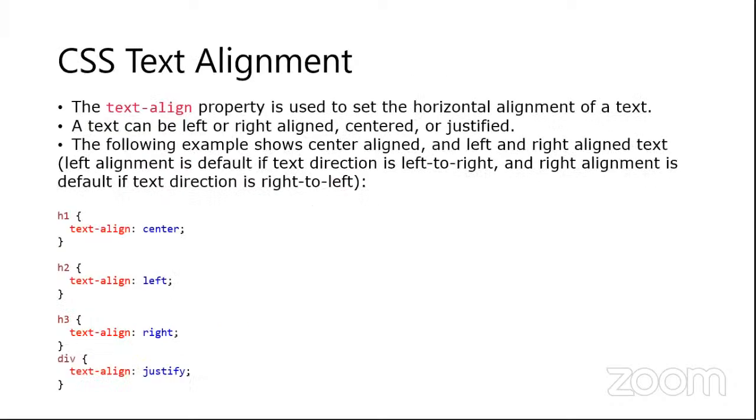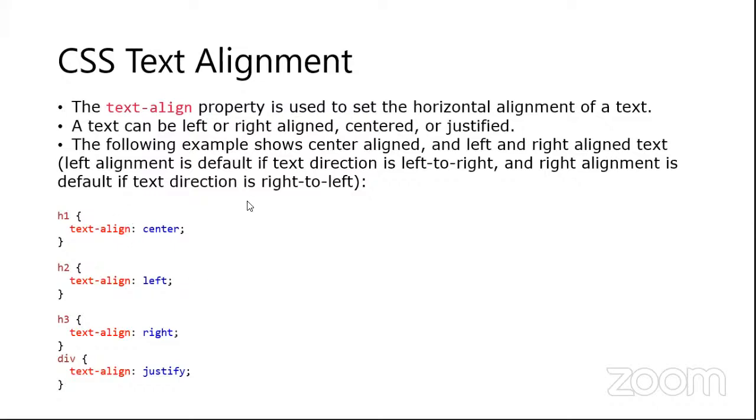CSS text alignment. So I think we have already discussed the text-align property. Just a short review. The text-align property is used to set the horizontal alignment of a text. A text can be left or right aligned, centered, or justified. Justified is a new value for you because we have not discussed justified. So we will discuss it. The following example shows center, left, and right aligned text.